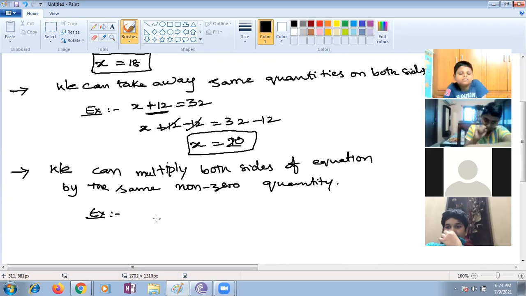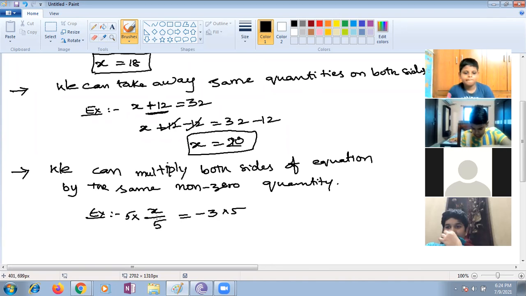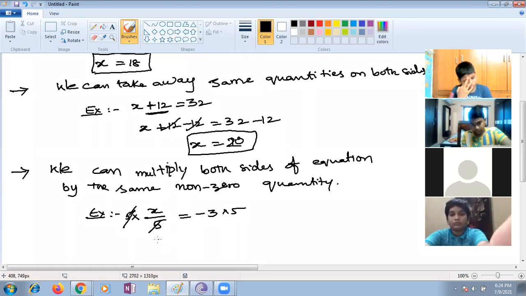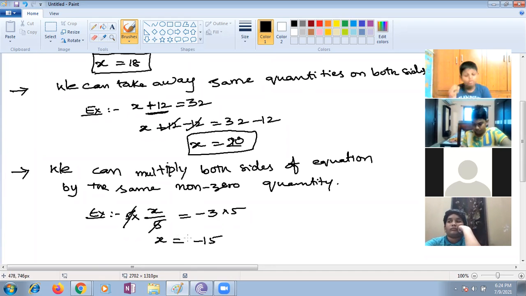You just observe the things that are happening here, children. That is more important. Your observation is more important. x by 5 is equal to minus 3. If I want to find out the value of the variable, I can multiply both sides with 5, children. Why should I multiply both sides with 5? If I multiply both sides by 5, I can cancel this 5 here. What is left over? x is equal to minus 15.